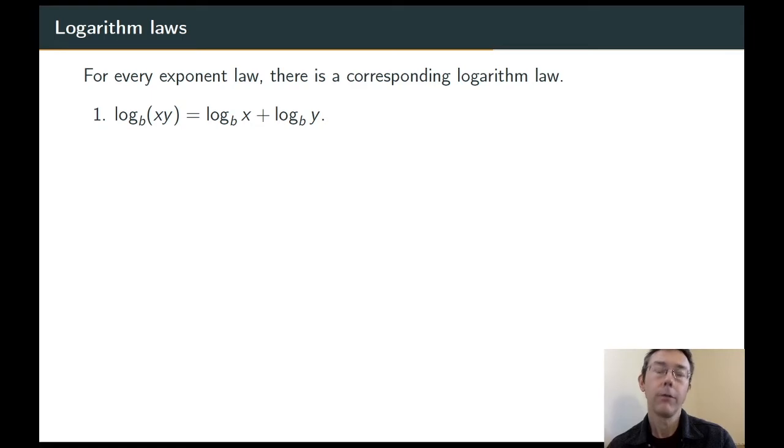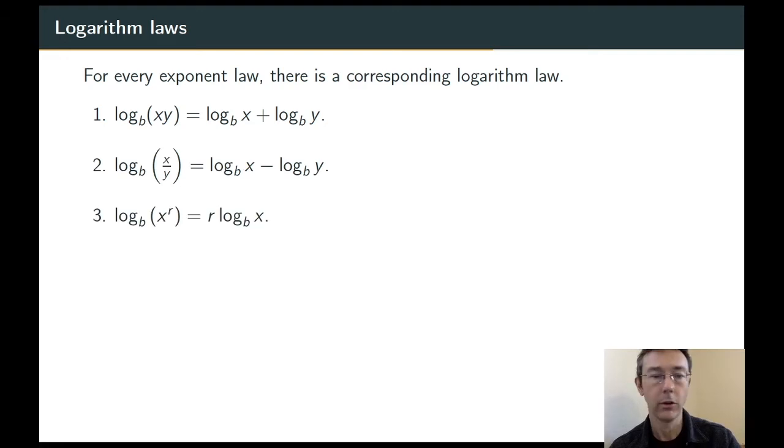For every law for exponents, there's a corresponding logarithm law. So there's 3 in particular that we really need to know. The logarithm of a product is the sum of logarithms. The logarithm of a quotient is a difference in logarithms. And a logarithm of something to a power means you can take that power, in this case r, and pull it out and make it a factor out front.